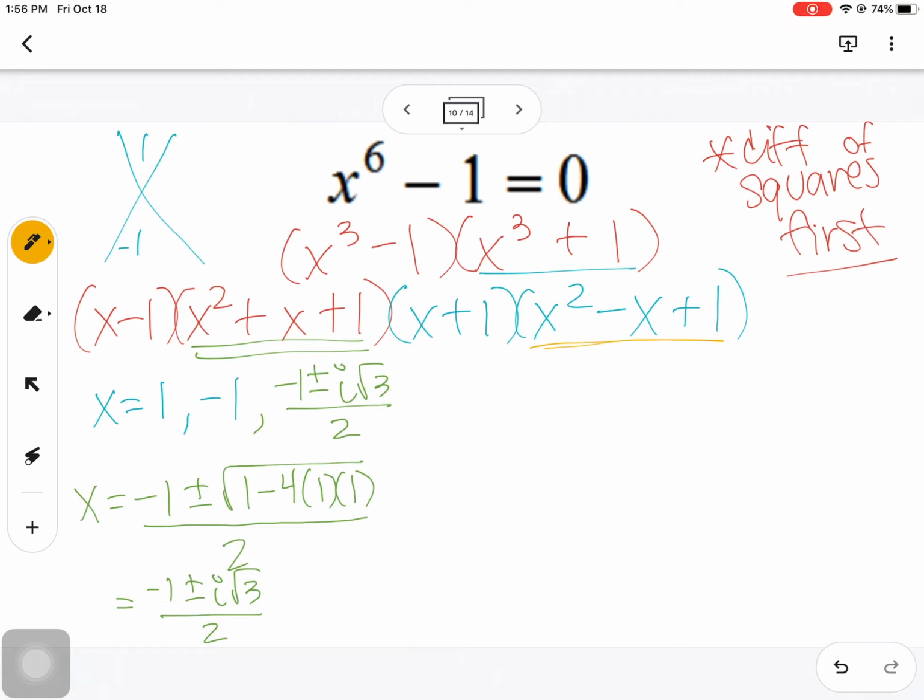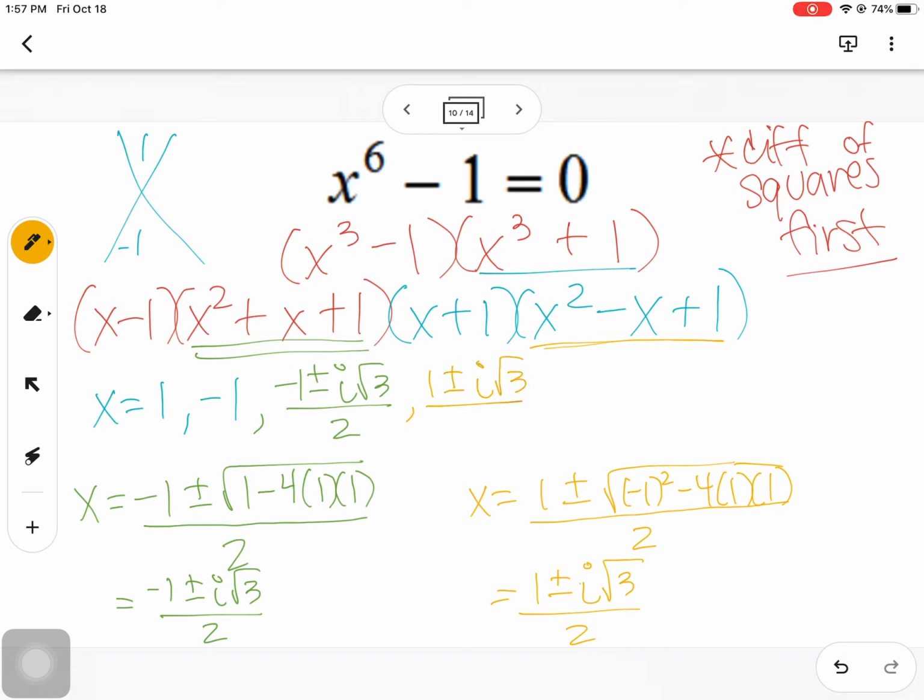Then I'm going to do the same thing for this part. And really all that changes is that the 1 in the first problem is now a negative. So our problems are going to be very, very similar. Do be careful here. Negative 1 squared is still positive 1, so it's still a 1 minus 4, which is a negative 3, or an i root 3 over 2. Again, you can't simplify it anymore, so this is done. These are my 6 answers to this equation.